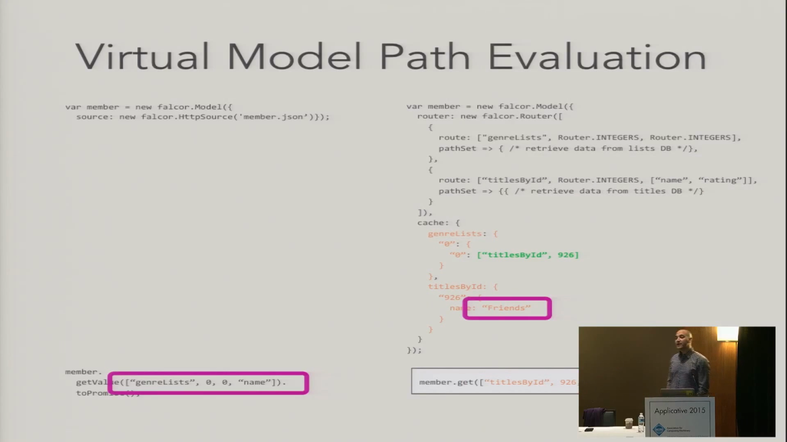Now, you might expect that what we're going to do now is return friends. That's what you asked for, right? You asked for the name of the first title in the first recommended genre list. But we don't. And this is where we differ from what HTTP does, because we're hierarchical, and HTTP is flat. We will return you all the pieces of the graph that we traversed in order to get to that value.